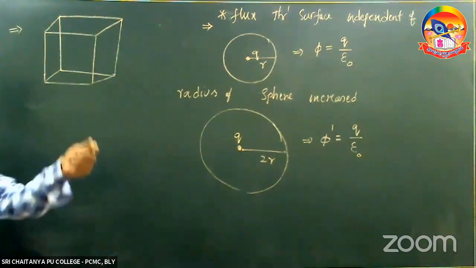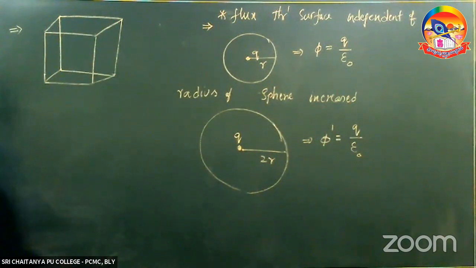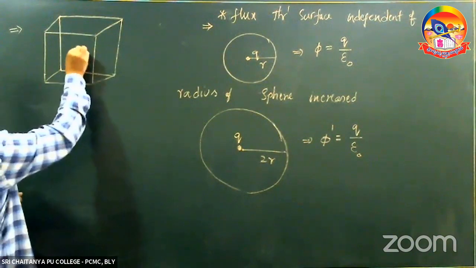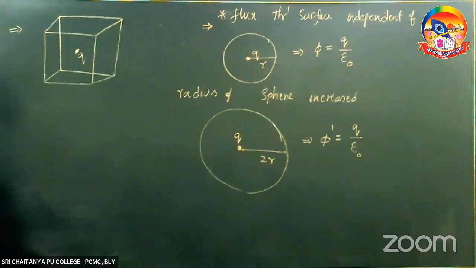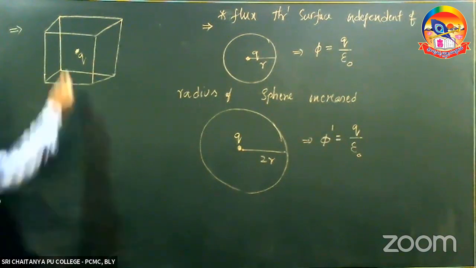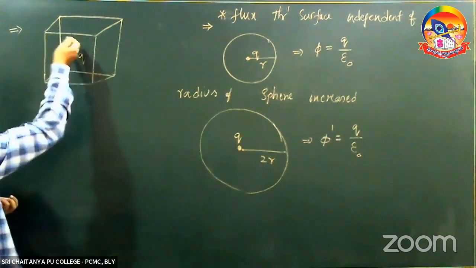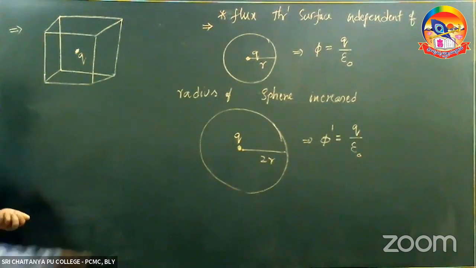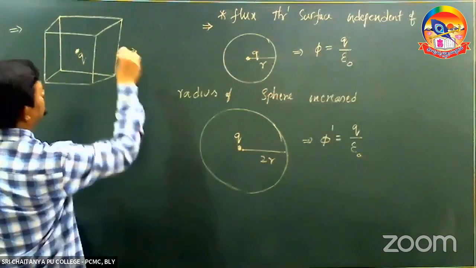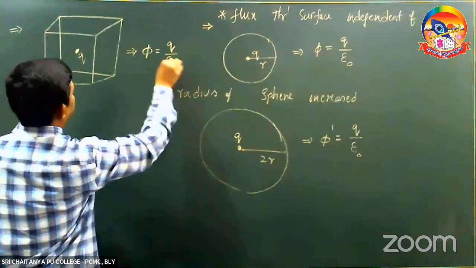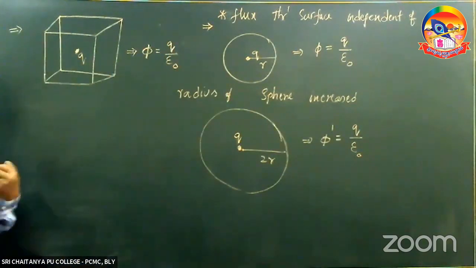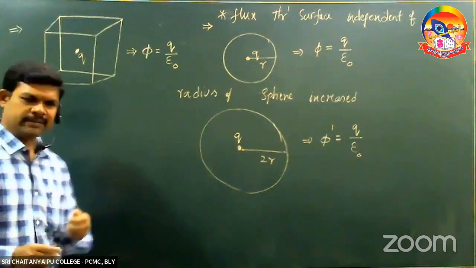This is a cube, a box. A charge Q is placed here. A charge Q is inside of the cube, completely inside. It need not be at the center, you can take it anywhere inside of the cube. What is the flux? Flux is Q by epsilon naught, whether it is a cube, sphere, anything.